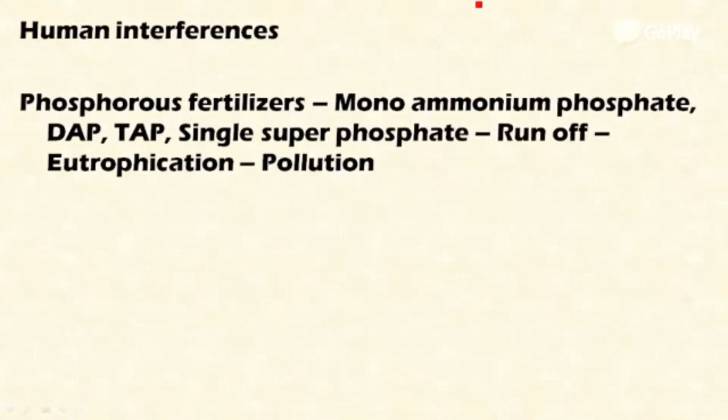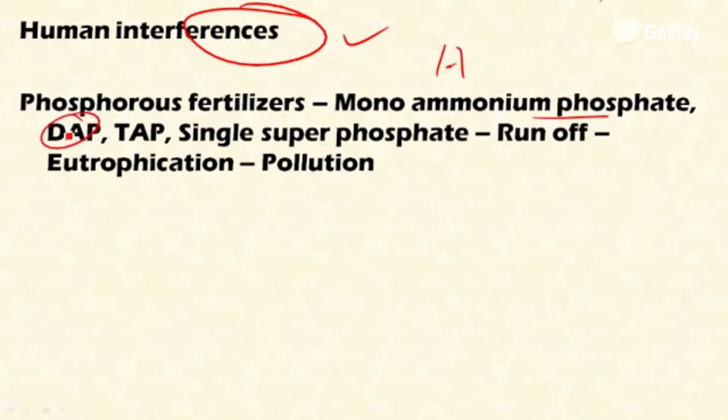But the human interference: human beings produce phosphorus by way of industrialization, by the production of fertilizers. These fertilizers are used in agricultural operations for growing plants. Phosphorus fertilizers like monoammonium phosphate, DAP, diammonium phosphate, triammonium phosphate, and single superphosphate are all important fertilizers used in agriculture. These add more phosphorus to the ecosystem.